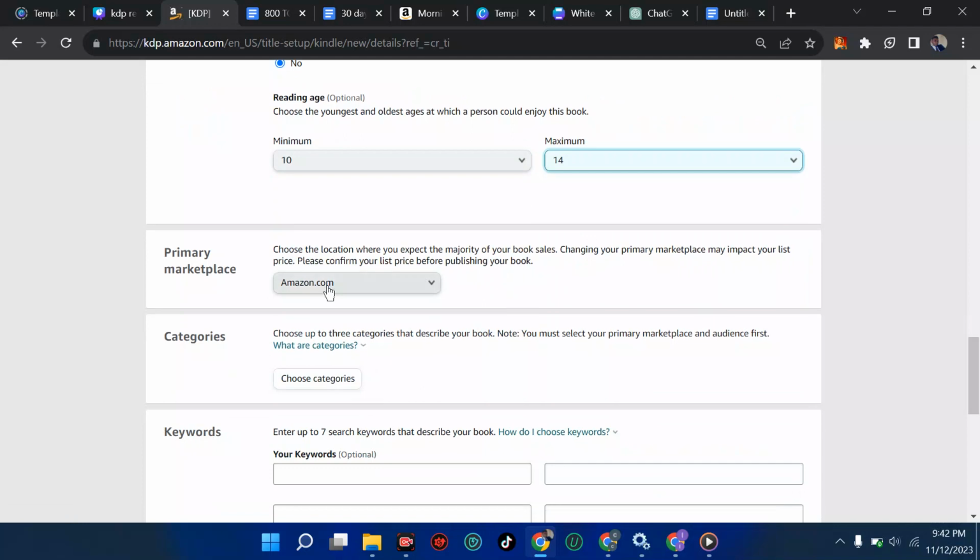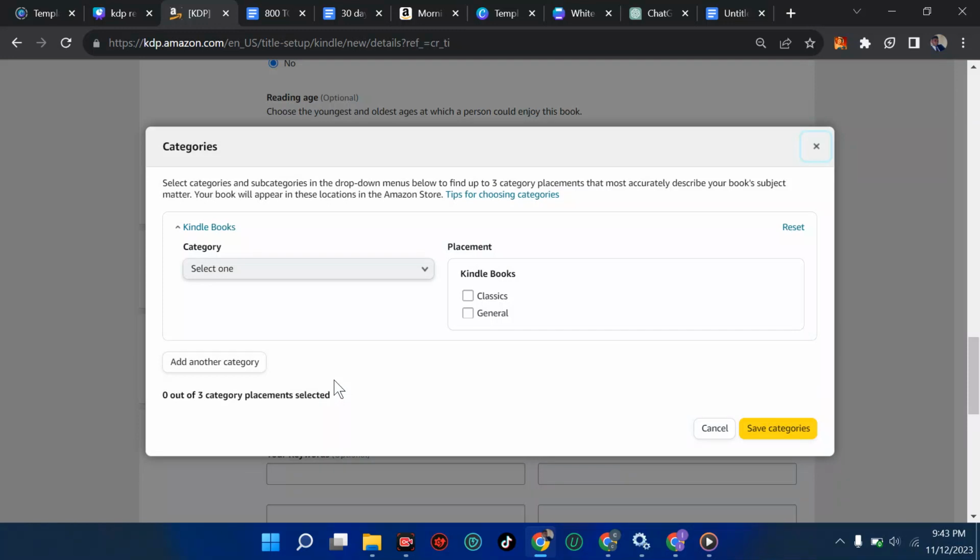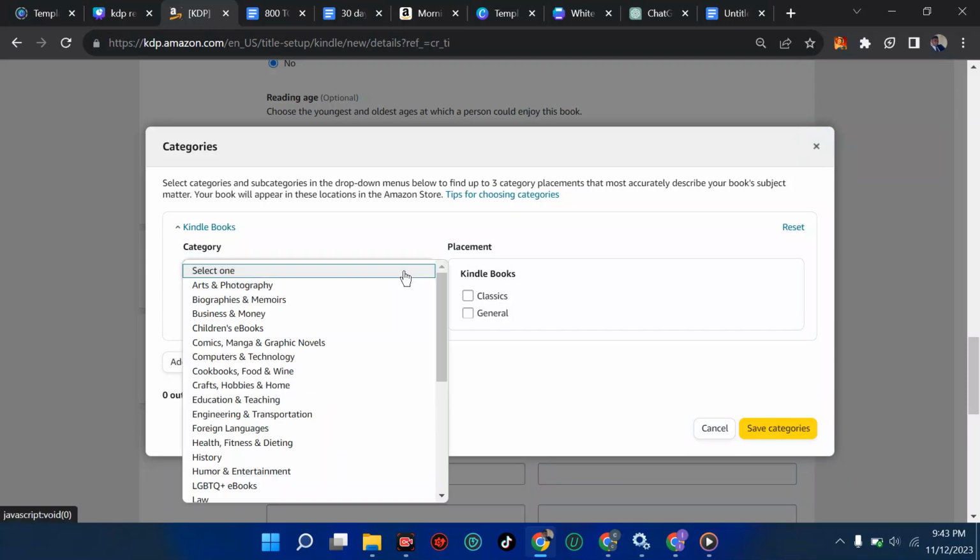Then your primary place should remain at Amazon. Then finally, your category. Put your book where it fits. You cannot be doing a cookbook and the next thing you go and put it in computer and technology. Your book won't do well. So it's advisable you pick the right one.